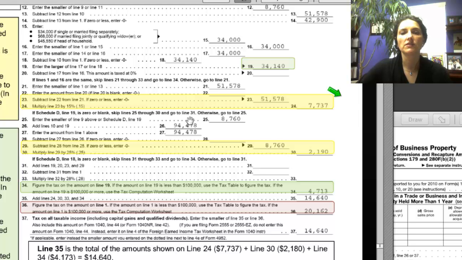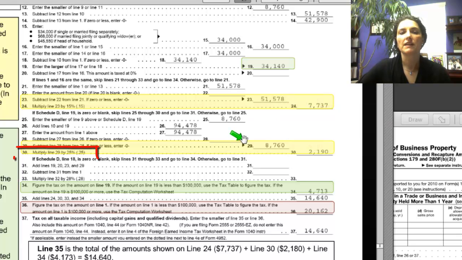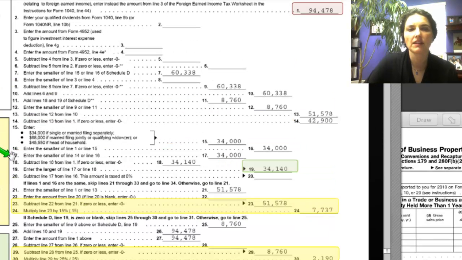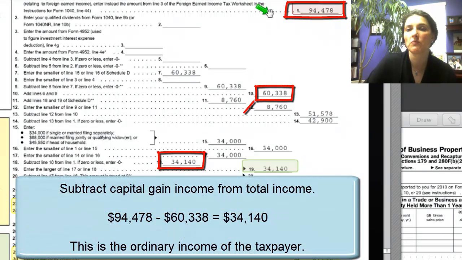Next, we pull over onto line 25 the amount of unrecaptured Section 1250 gain. That is from the depreciation recovery on the sale of the commercial building. And line 29 is then multiplied by 25%. So the tax on $8,760 is 25%, or $2,190. The next step on line 18 is to subtract line 10 from line 1. The difference between the amount shown on line 10 and the amount shown on line 1 is essentially the ordinary income of the taxpayer, and it's an important number to pull out.